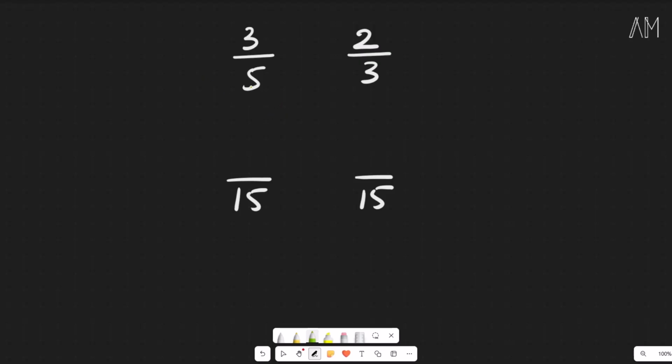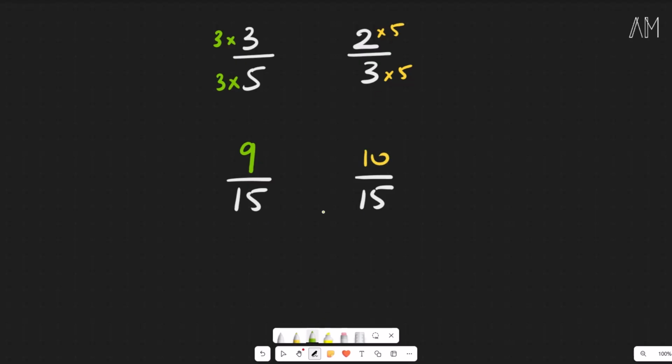Now ask yourself, what did I do to the 5 to make it 15? I multiply by 3, and since it is an equivalent fraction, I will multiply up and down by 3, it will become 9. Ask yourself here also, what do I do to 3 to make it 15? I will multiply by 5, up and down, it will become 10.